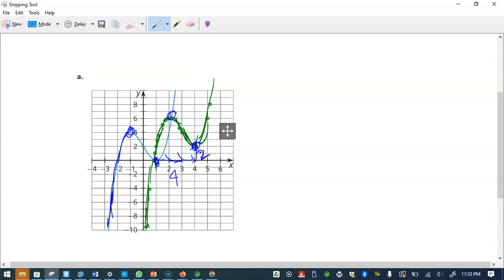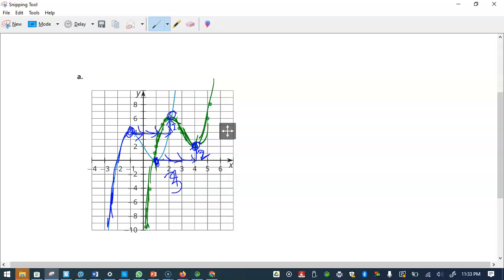If you see, it goes 1, 2. Let me check. No, this is 3 right, right? So it goes 3 right. So we got 1, 2, and 3, and then it goes 2 up. So 2 up.